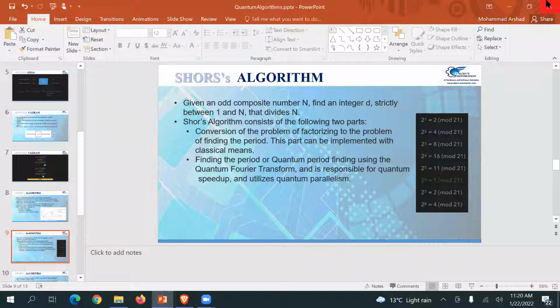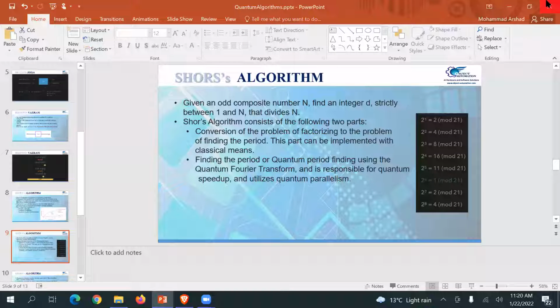Like we take 2 mod 21, we have 2 to the power 1. 2 to the power 2 is 4 mod 21. We have 2 to the power 4, 16 mod 21. When we come to 2 to the power of 6, the pattern gets repeated. So when we take a modulus of a number with the sequential powers, a pattern gets repeated. The idea is that we have to find that pattern.